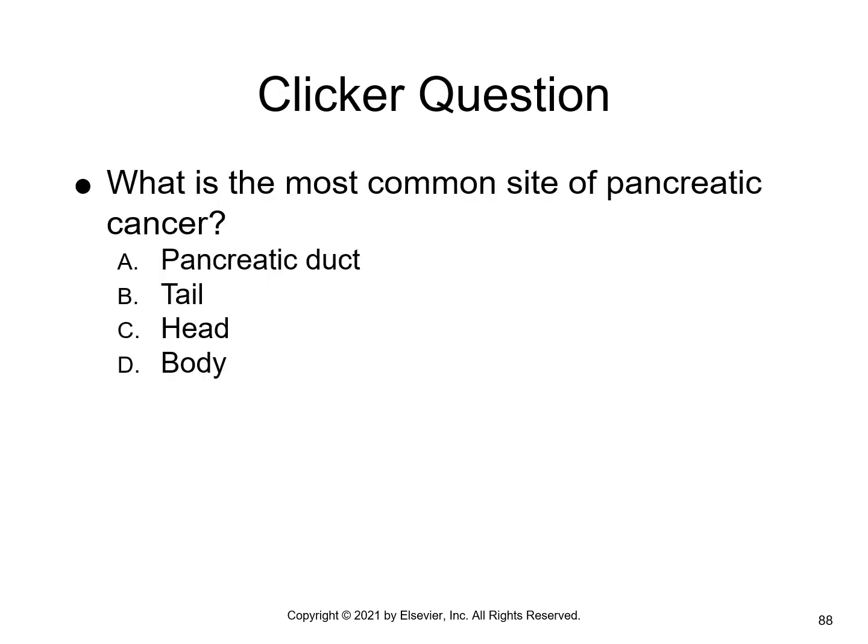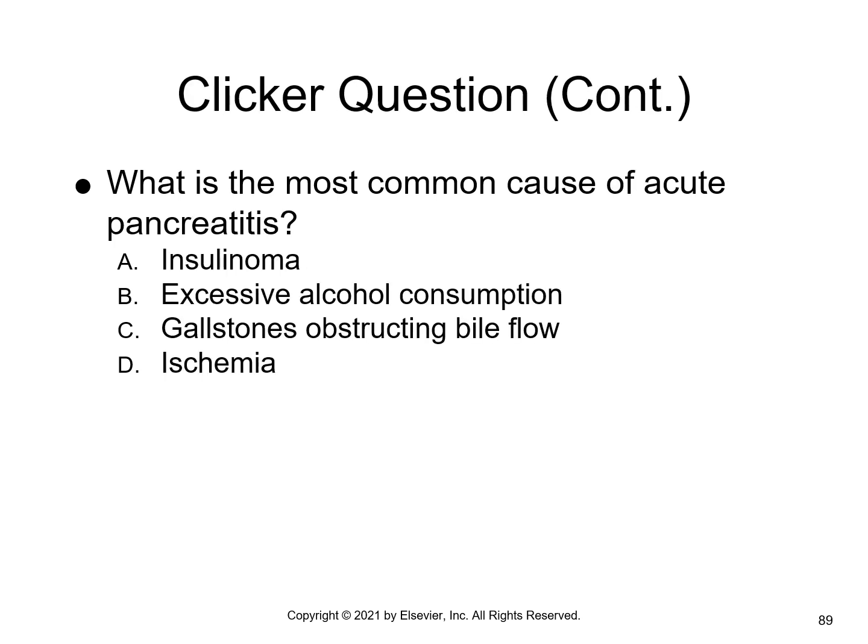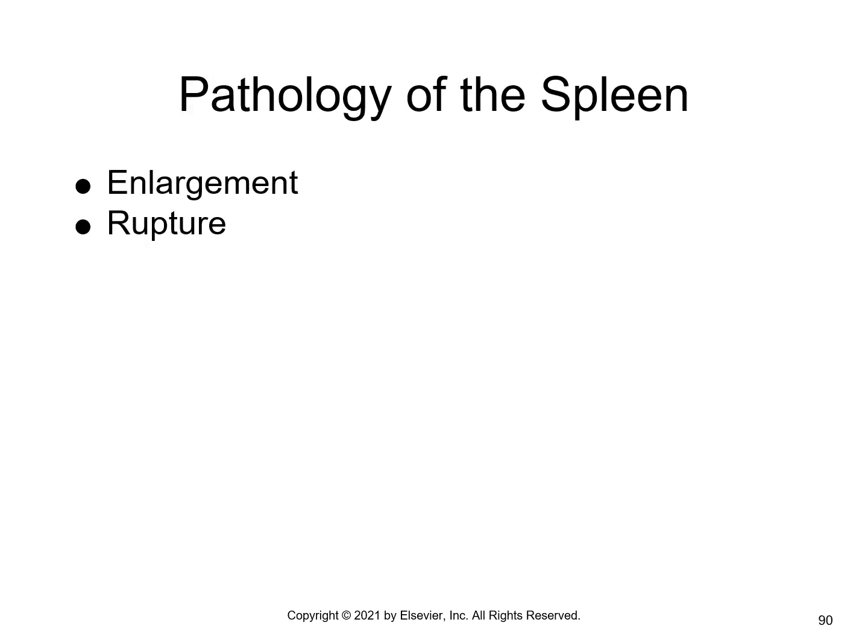Okay, what's the most common site of pancreatic cancer? That was in our pancreatic head. What is the most common cause of acute pancreatitis? That is typically excessive alcohol consumption, although gallstone obstruction of bile flow can be a secondary cause.